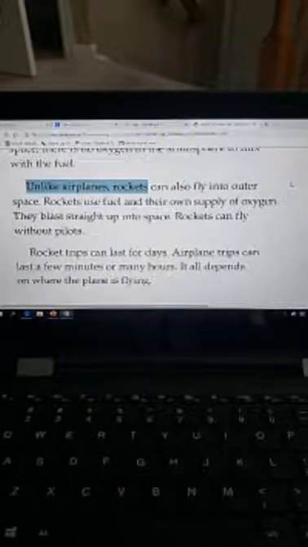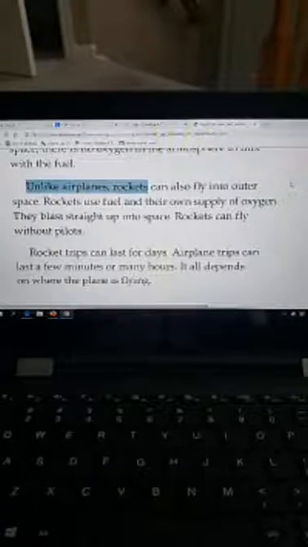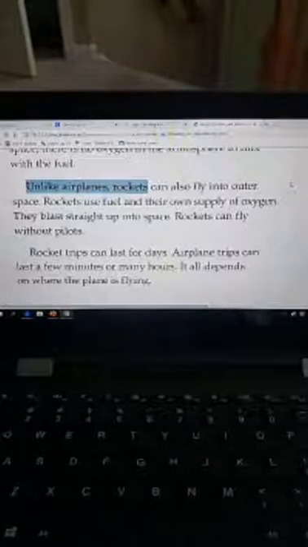Students, when you complete your Venn diagram, you can use your phone, take a picture of it, and send the picture of the completed Venn diagram to Miss Hardy or to myself, and we'll grade it and give you feedback.